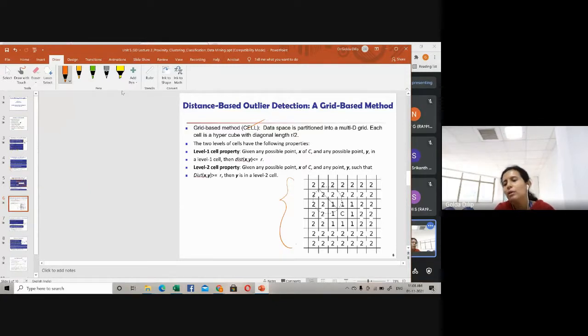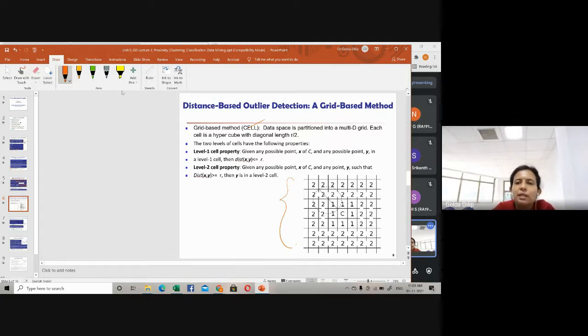The main advantage of having this grid-like structure is that the processing time will be much faster, and it will be independent of the other objects. I hope you remember the grid-based clustering we learned in the fourth unit. In the same way, here we are trying to quantize all the objects into a finite grid structure so as to improve the processing time.